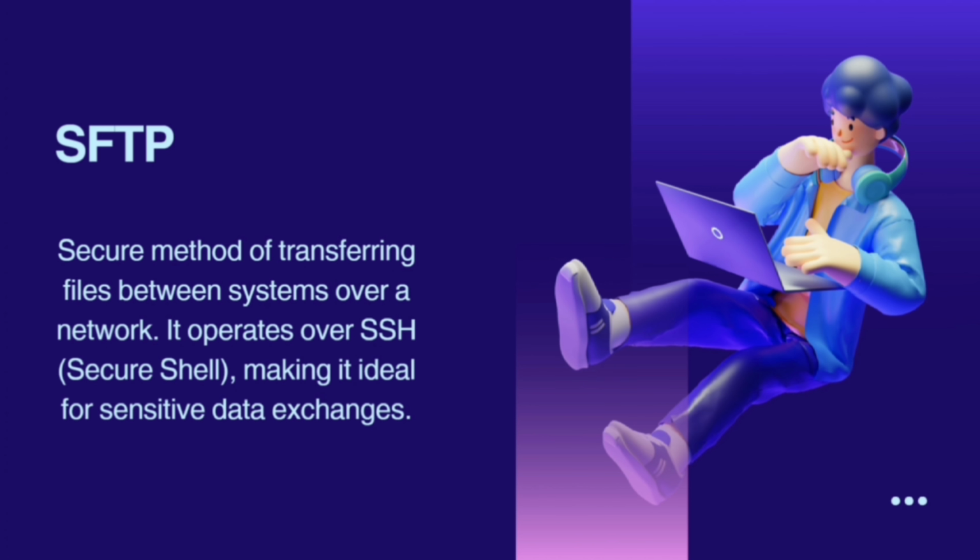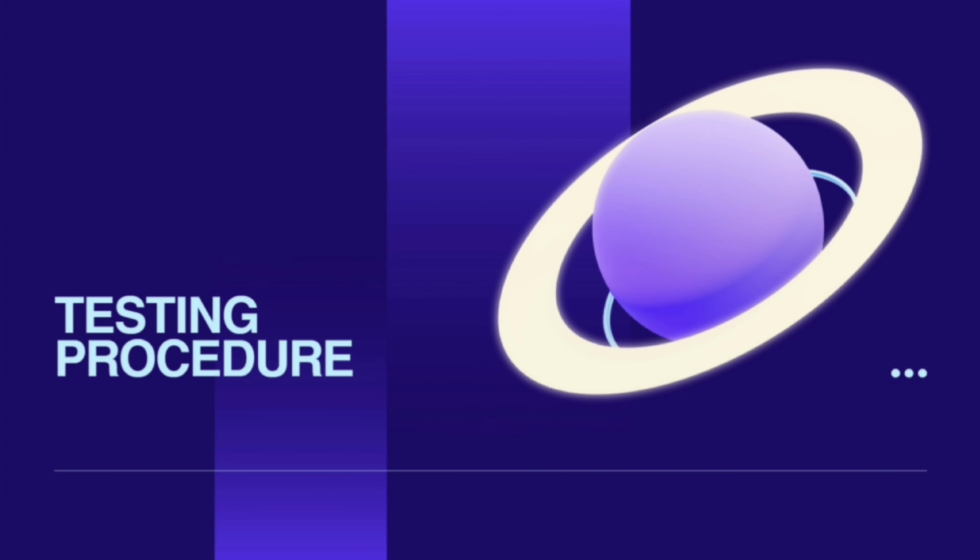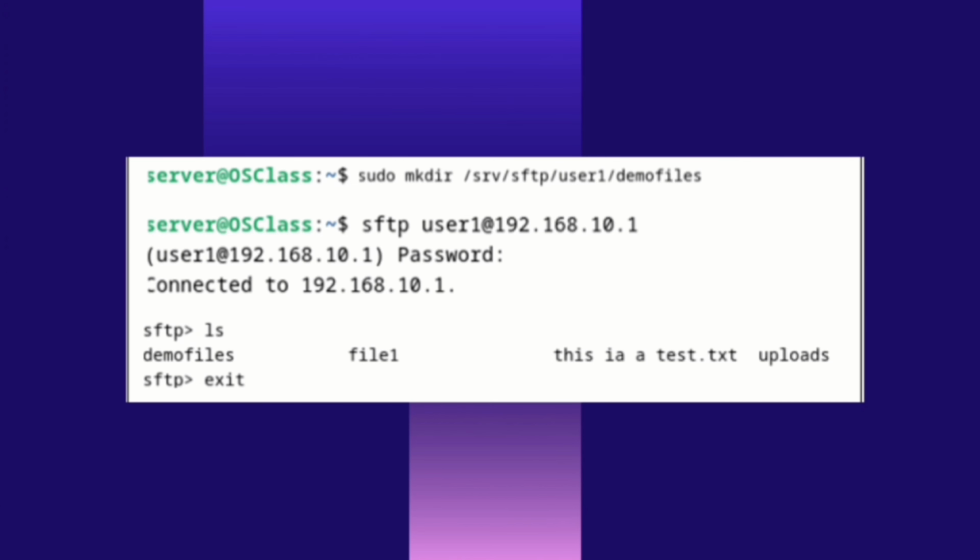For the SFTP testing procedure, first we need to create a new directory for the user. The purpose is to set up a dedicated directory for the user to manage files securely. The first step is to create a directory for the user.